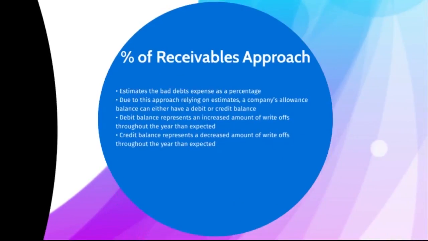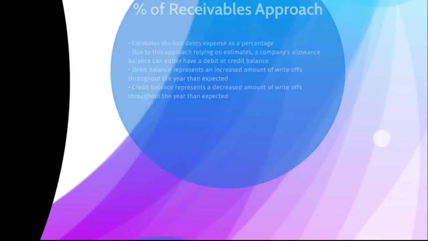The percentage of receivables approach estimates the bad debts expense as a percentage. Due to this approach relying on estimates, a company's allowance balance can have either a debit or credit balance. A debit balance represents a greater amount of write-offs throughout the year than expected, whereas a credit balance represents a smaller amount of write-offs throughout the year than expected.